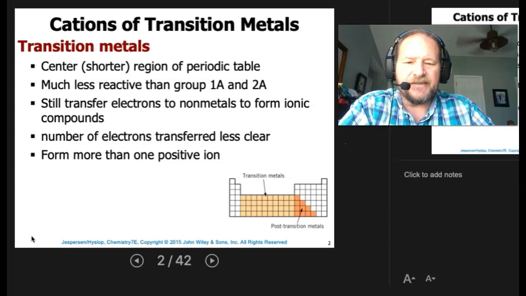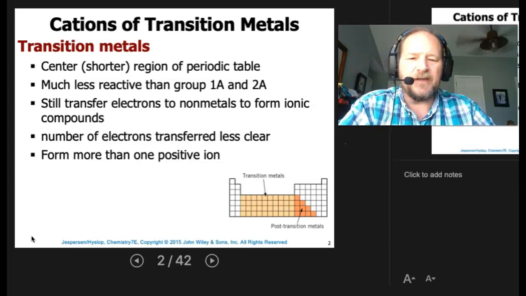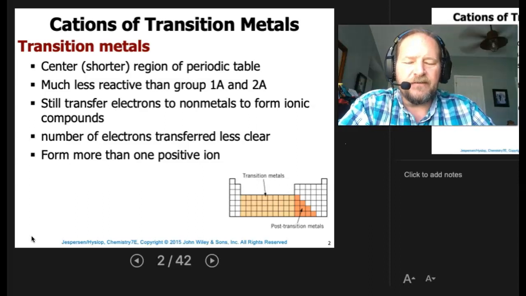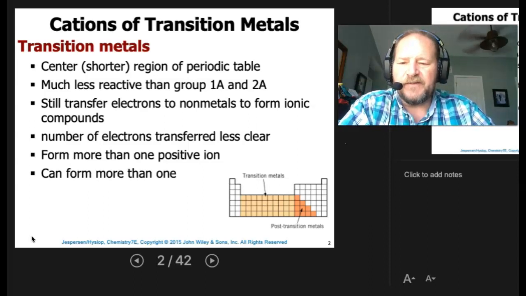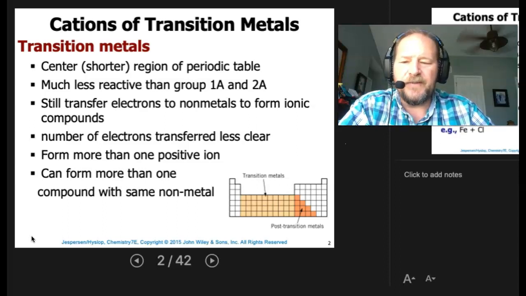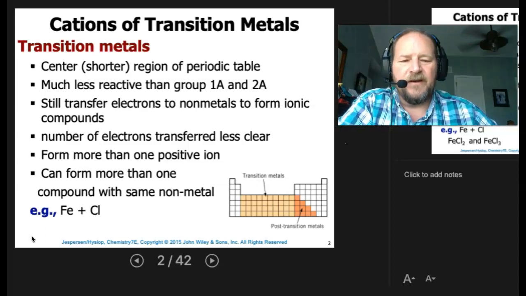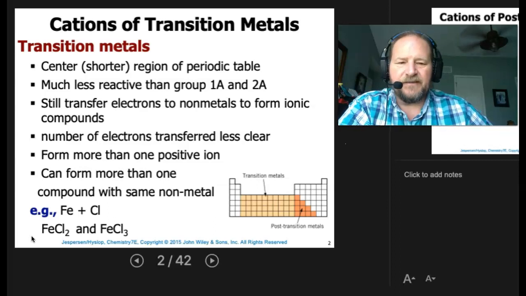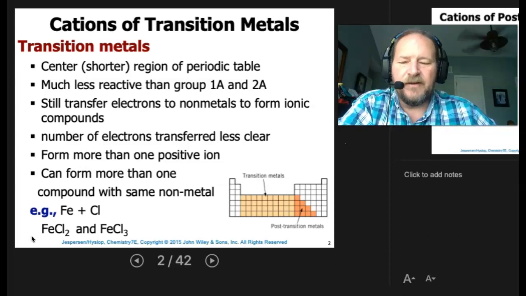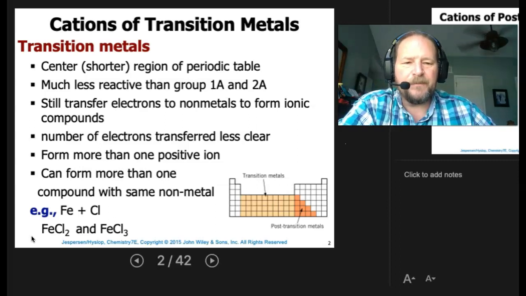For instance, zinc is always a +2. Cadmium, which is right underneath the zinc, is a +2. Silver is a +1. But for the most part, you can have more than one charge on your metal, right? So if I take iron and mix it with chlorine, I'm going to get a mixture of FeCl2 and FeCl3, and that's because iron can make a +2 charge or a +3 charge.